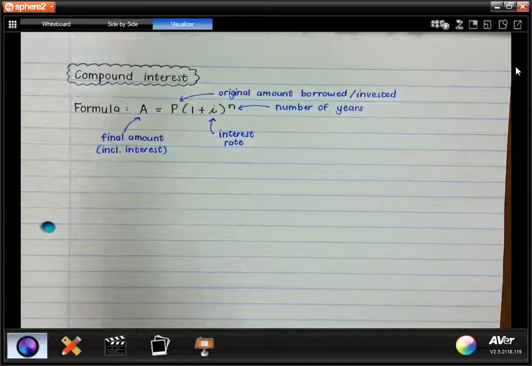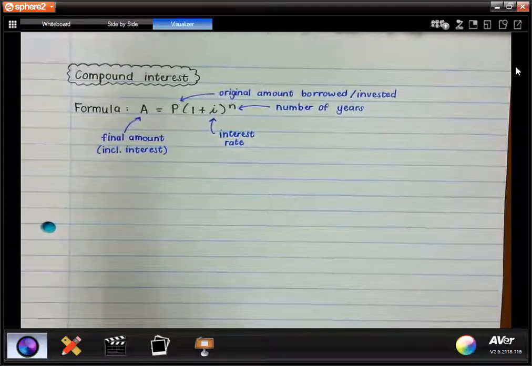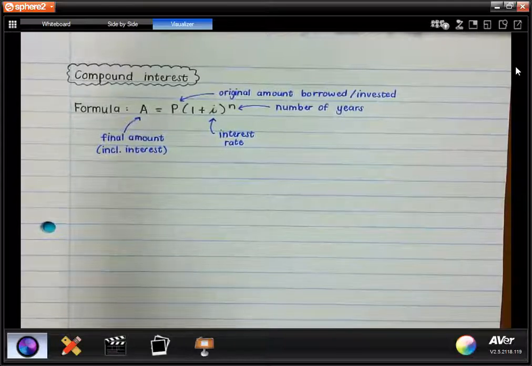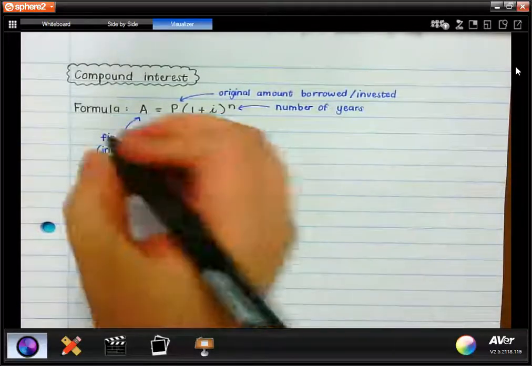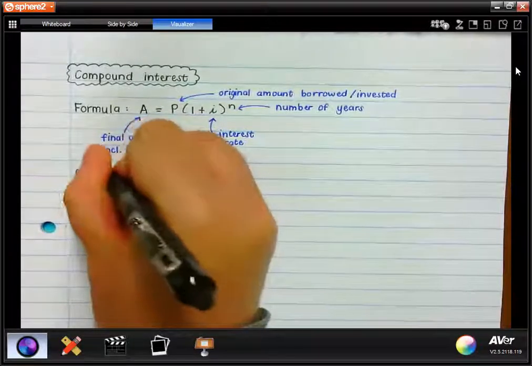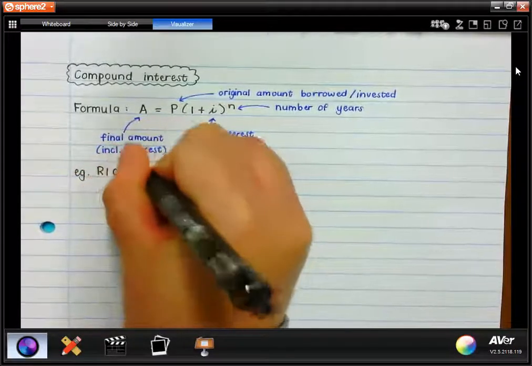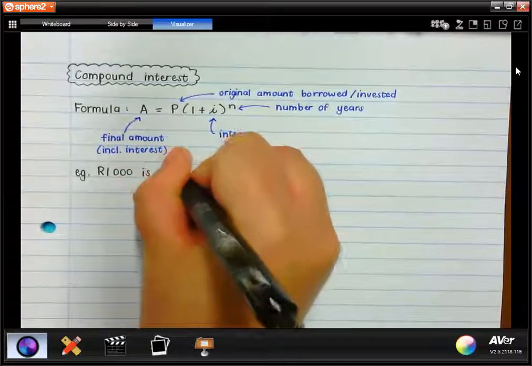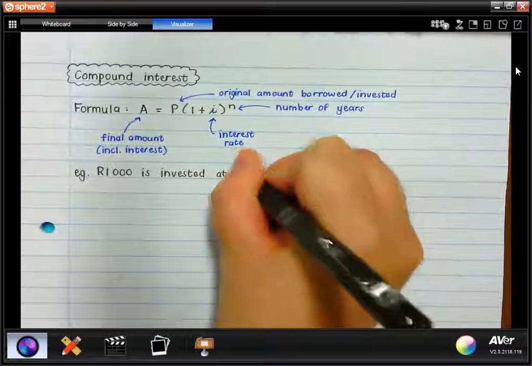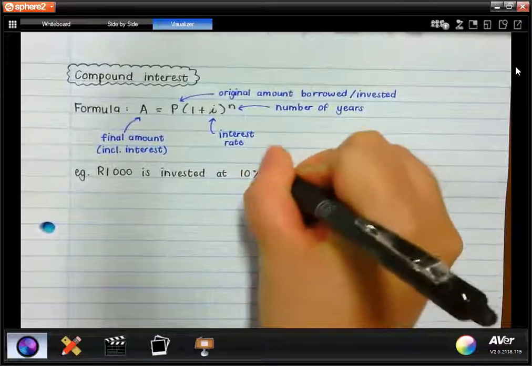Now, I do want us to just do a little comparison table quickly so that I can show you the actual difference between simple interest and compound interest. Okay, it's not just that it has a different formula, all right? The whole concept is actually different. So let me just think. I'm just going to say, for example, 1,000 Rand is invested at 10% per annum.